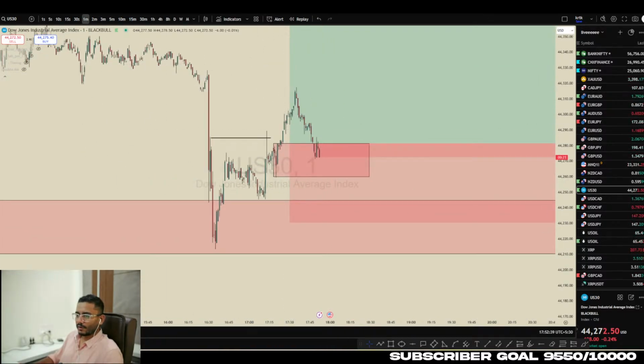Here also we have to wait for price to break this area, then only you can look for setup, because price has already mitigated this area. So it becomes more like it creates more liquidity upside here.